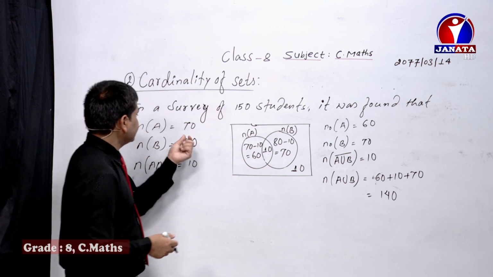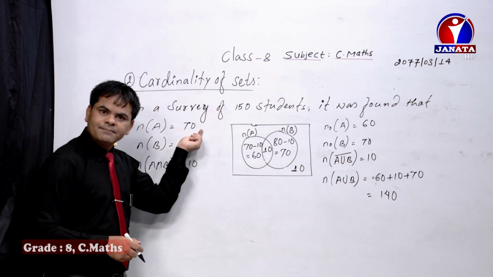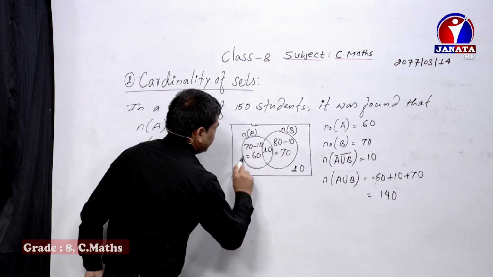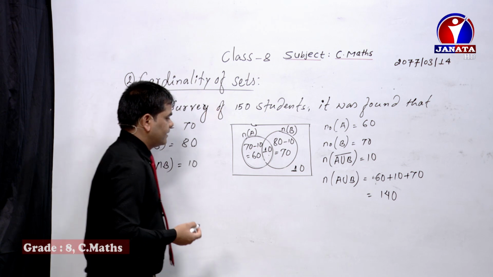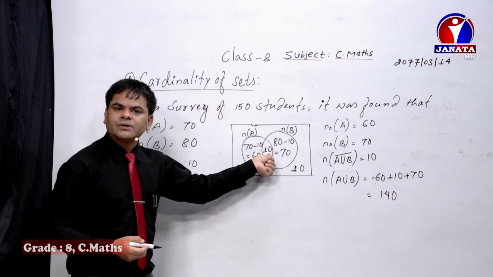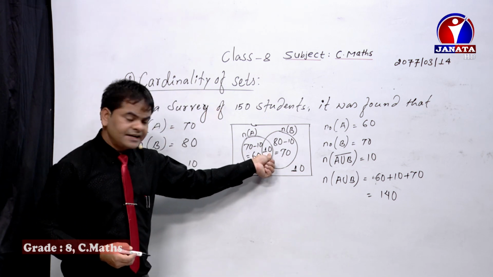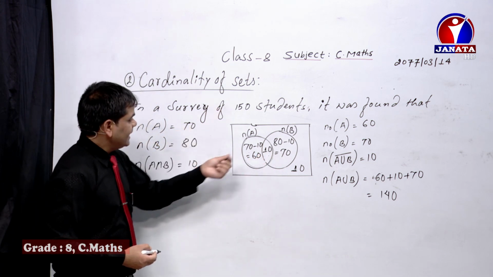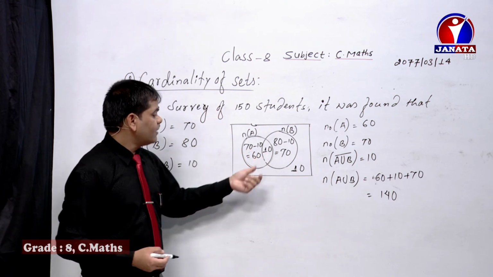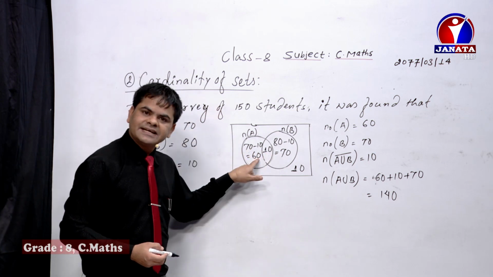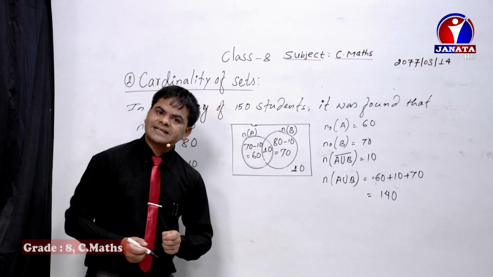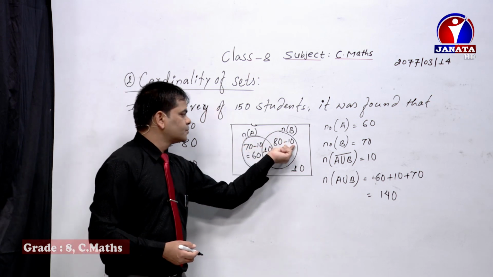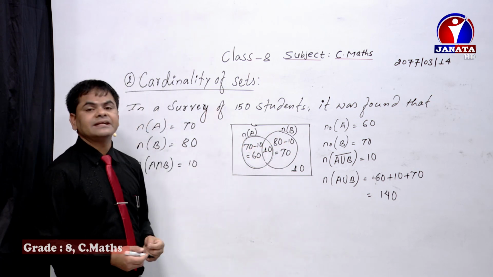Similarly, on this side, n(A) equals 70 means in circle A, in these two places, this one and this one, that is n(A only) and n(A intersection B) combining together, there must be 70. As the 10 we have already kept, now to be 70, how many remain? 60. So directly you can write 60 here also without doing 70 minus 10. You don't need to show this process if you know it. If you don't know, then you can write it in this way as well.